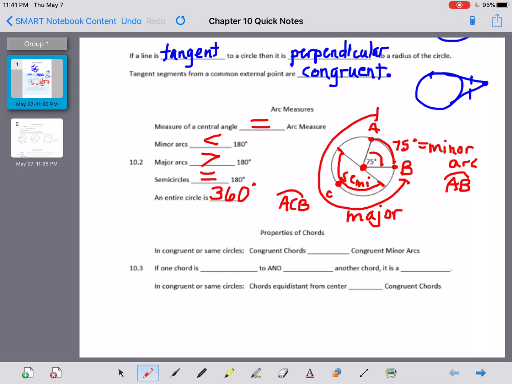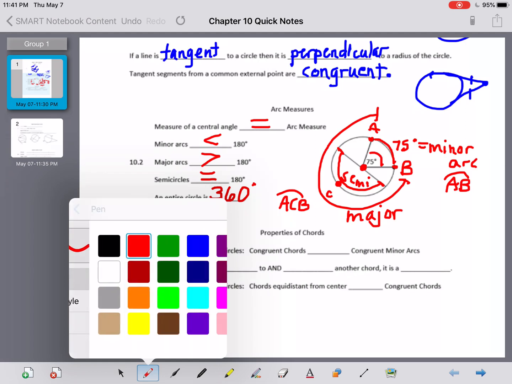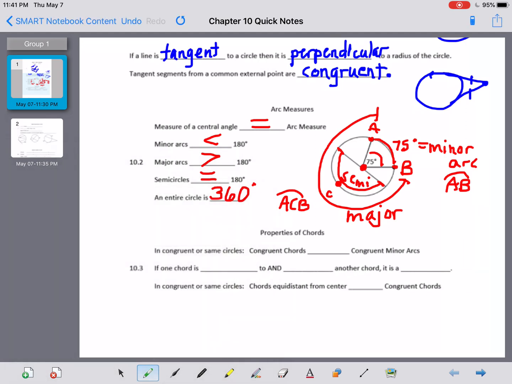That was 10.2. In 10.3, we talked about chords. In congruent or same circles, congruent chords are going to make congruent minor arcs, but it also goes the other way. Congruent minor arcs make congruent chords. So whichever one you're given first, you can say it makes the other one and vice versa.